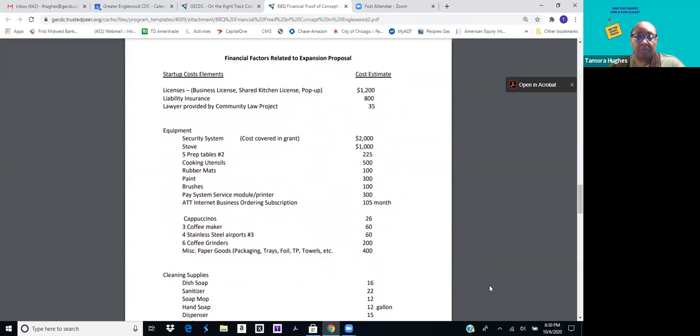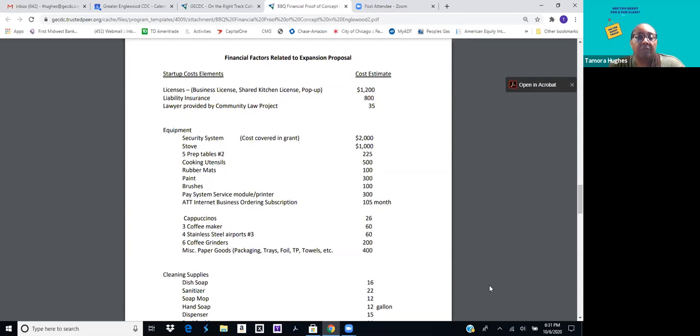So there's the startup costs. We're going from the here and now to the expansion, and so you need licenses. If you're going to use it as a shared kitchen, you've got to get a shared kitchen license, if you want to be proper. We obviously need a business license. There's liability insurance, that's $800 a year. You're going to need some legal assistance with respect to contents. We can get that free from the law project.